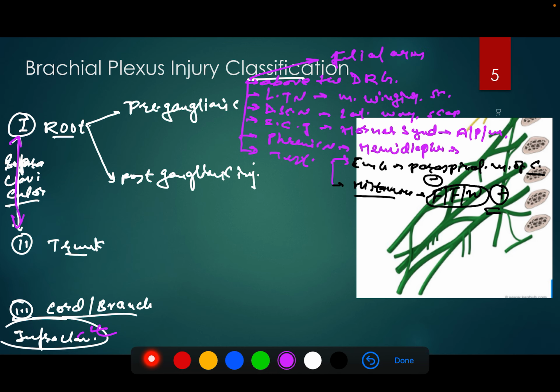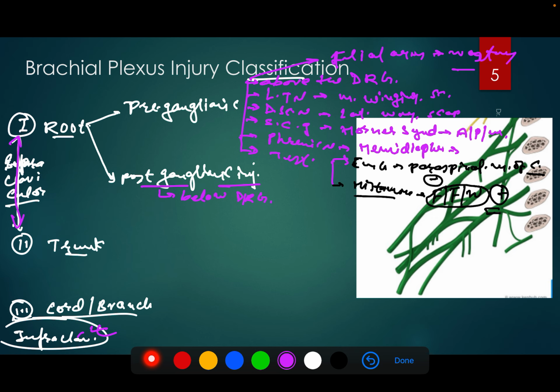Flail arm means the arm becomes flaccid with wasting of the muscles. And then in the postganglionic injury, the location of the injury was below the DRG, dorsal root ganglia, right? Where is the dorsal root ganglia? I hope you know. If not, then I'll draw the picture after some time and show you.